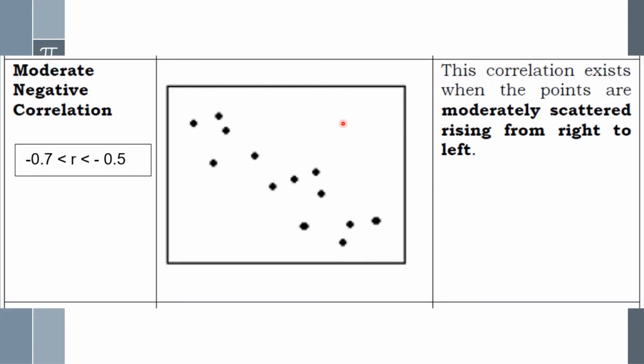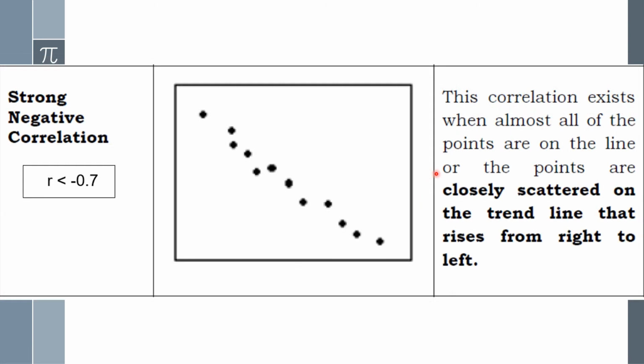On the other side, we also have moderate negative correlation. This correlation exists when the points are moderately scattered, going down from left to right. We also have strong negative correlation. As you can see, it is negative because it goes down from left to right, and it is strong because it is closely scattered on the trend line. That is what a strong negative correlation is.